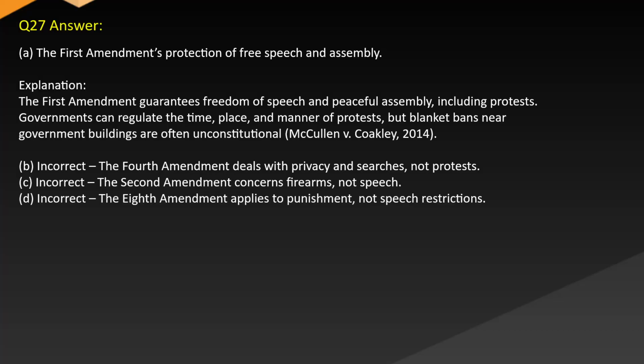Answer A. The First Amendment's protection of free speech and assembly. Explanation. The First Amendment guarantees freedom of speech and peaceful assembly, including protests. Governments can regulate the time, place, and manner of protests, but blanket bans near government buildings are often unconstitutional. McCullen v. Coakley, 2014. B. Incorrect. The Fourth Amendment deals with privacy and searches, not protests. C. Incorrect. Second Amendment concerns firearms, not speech. D. Incorrect. The Eighth Amendment applies to punishment, not speech restrictions.